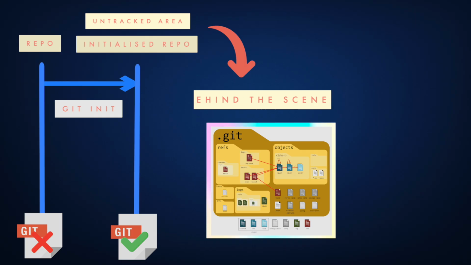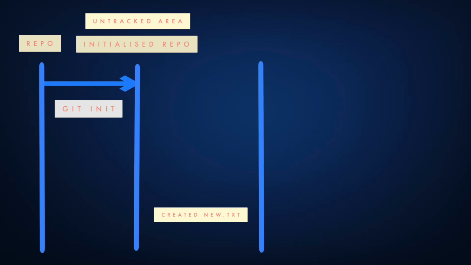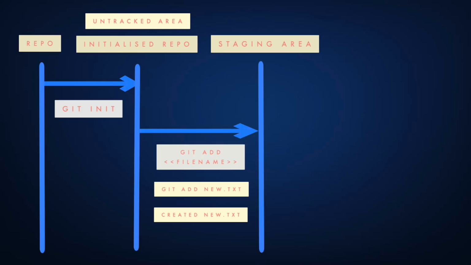Now what you do is, once you have the Git repo, you create a file. Let's say you created new.txt, right? So the file got created, and then you have to run a command called git add followed by the file name. So in our case, we run git add new.txt. What will happen is the file will go from the untracked area, this initialized repo, to a staging area, right?